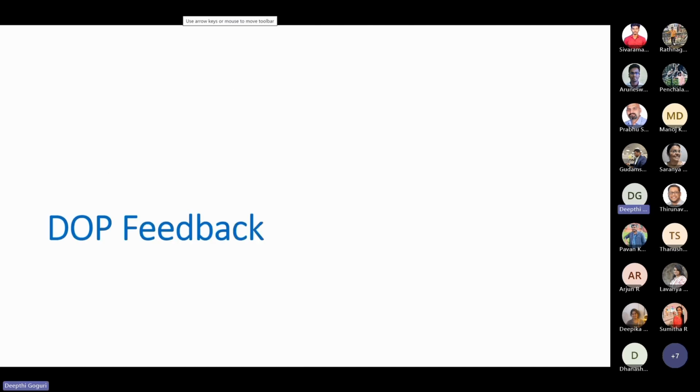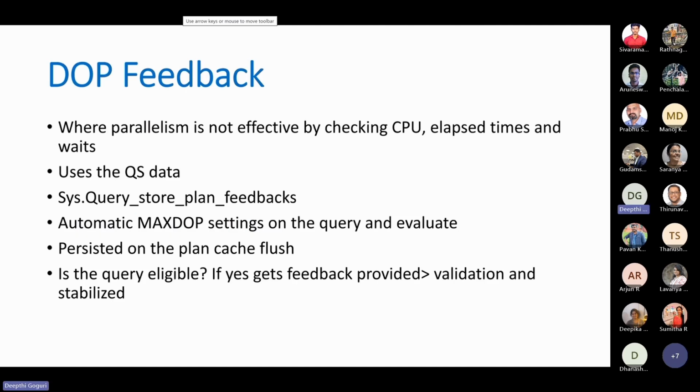Now, I think this is the last one, DOP feedback. Degree of parallelism feedback: DOP, right? Whether your query has to run in parallel or single threaded. Again, it will look at how many times the query has to run, and the query has to run continuously and consistently, not just one time, and then be validated for the DOP feedback. Again, this DOP feedback will use the Query Store hints to capture the information.